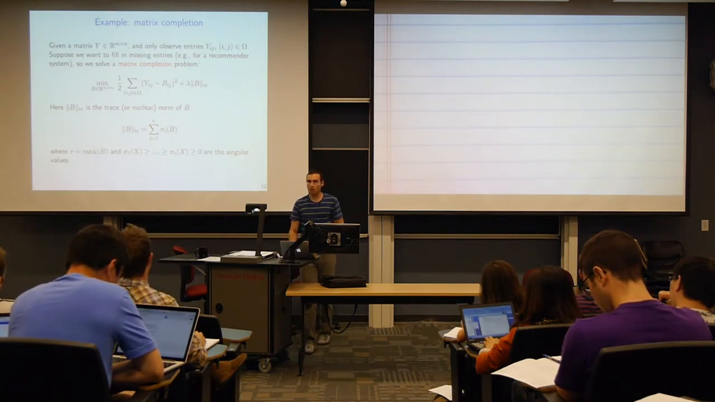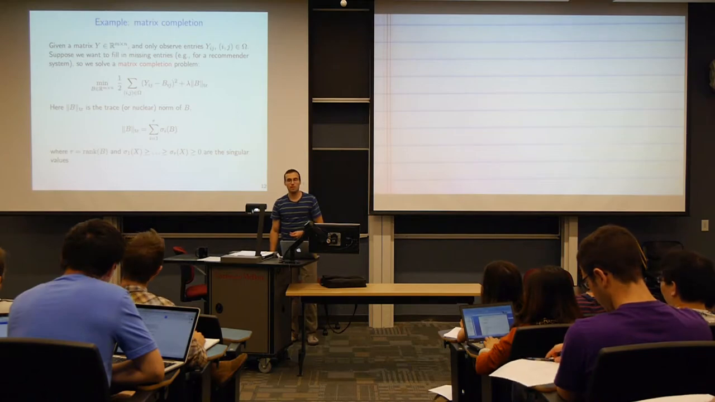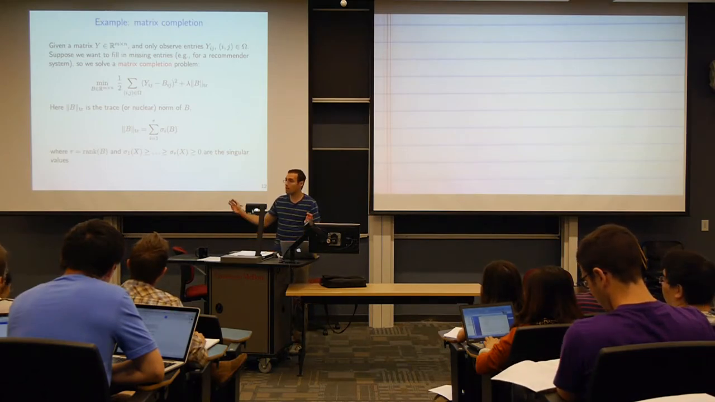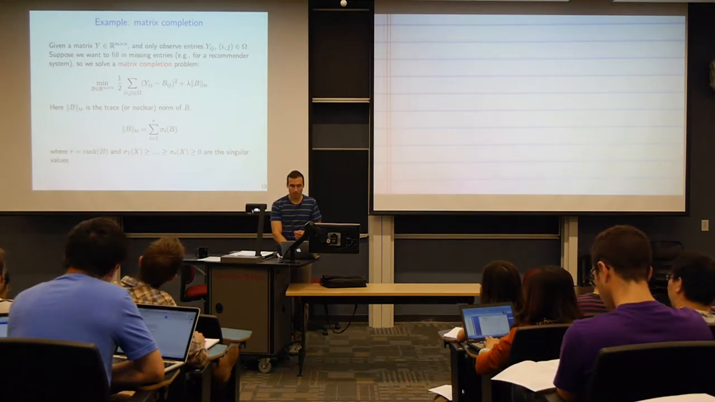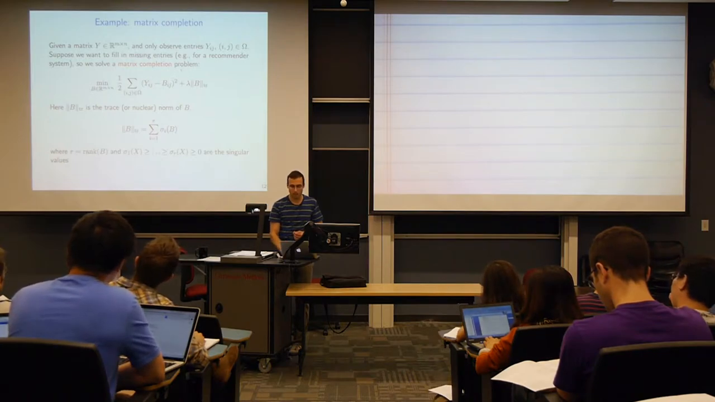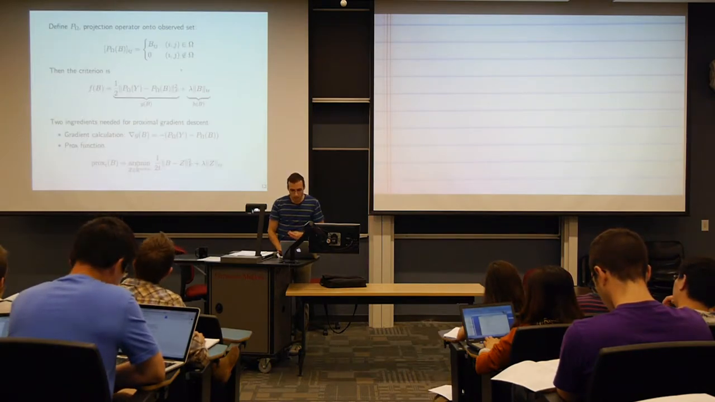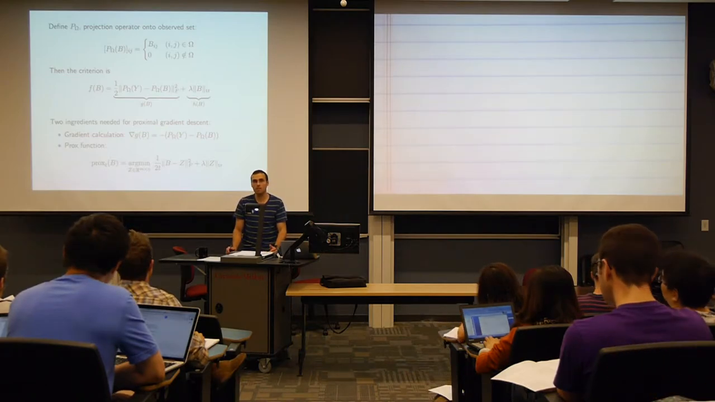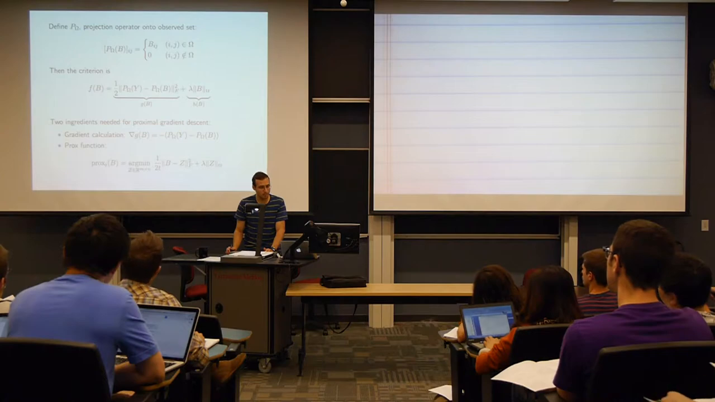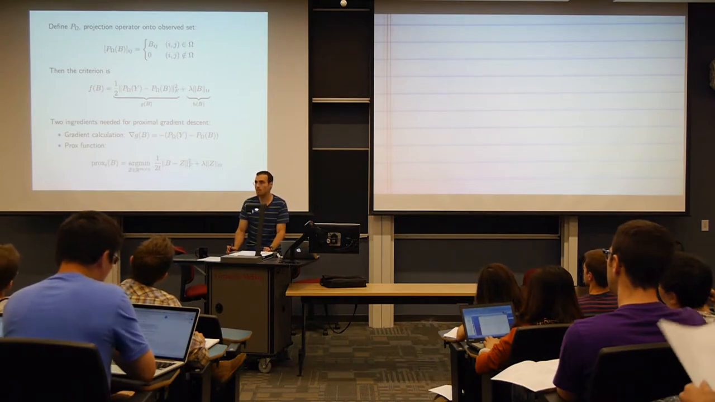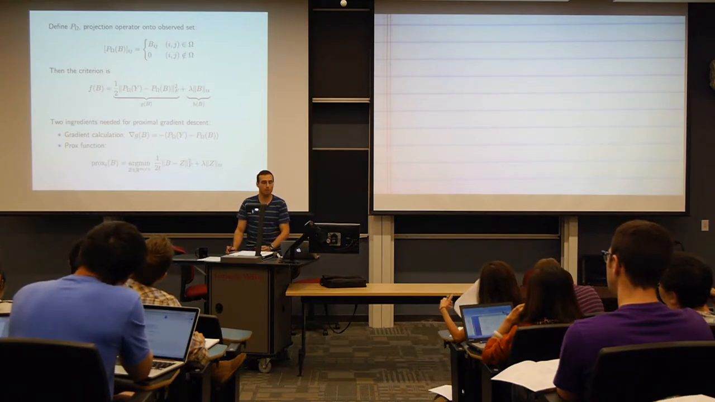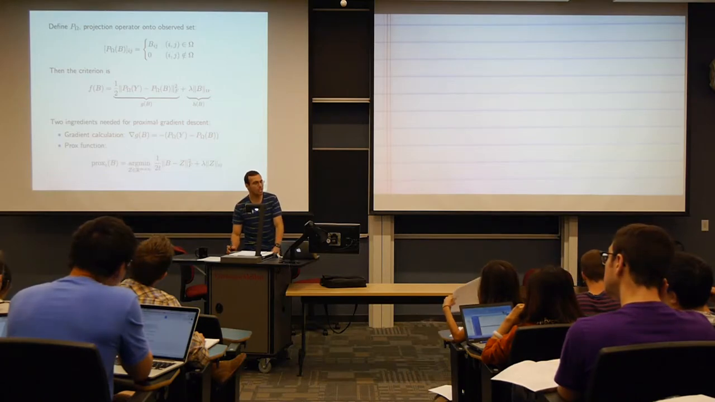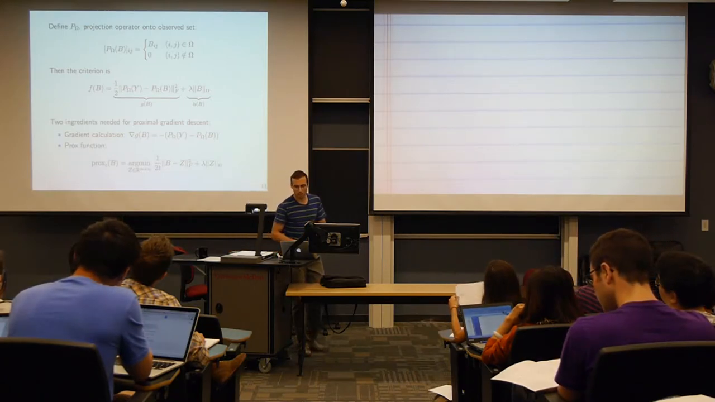So let's try to solve this matrix completion problem. It is a convex problem, because, like I said, the trace norm is a convex function. We're going to think about this, again, as something that fits into proximal gradient descent: a smooth function plus a non-smooth function, both being convex. And we're just going to rewrite it in a form that makes it more convenient to express.